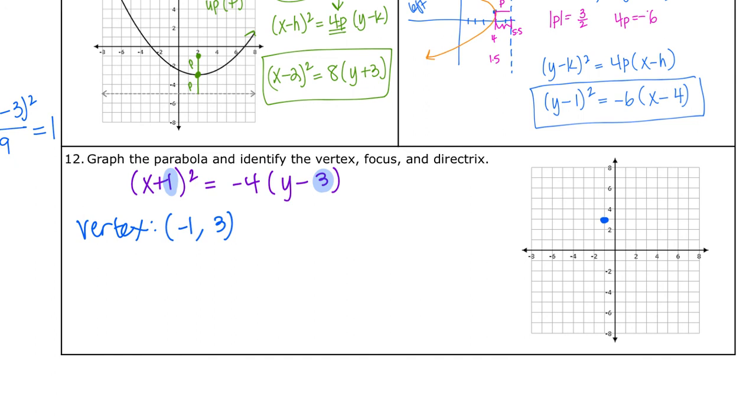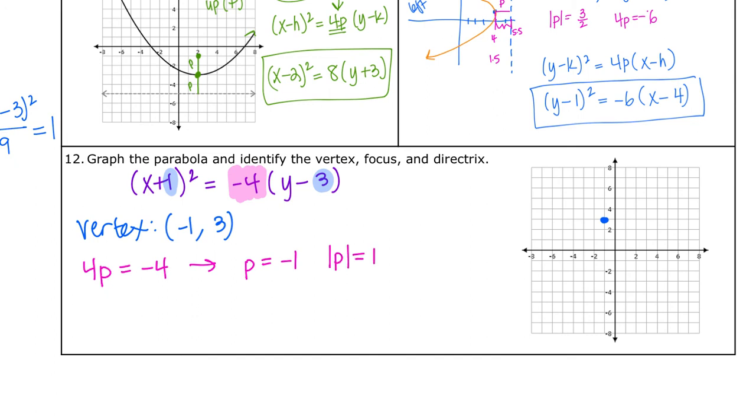Okay, then we need to figure out what p is, because that's what's going to tell us how far away to do the focus and directrix. In the equation, the number that's right before the parentheses is 4p. So if 4p equals negative 4, that means that regular p is going to be negative 1. I just divided both sides by 4. We want the absolute value of that, so that would just be 1.